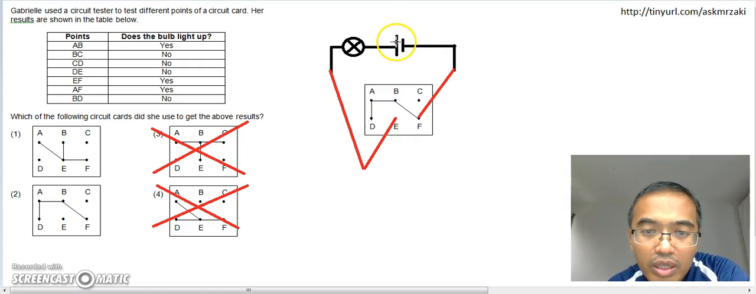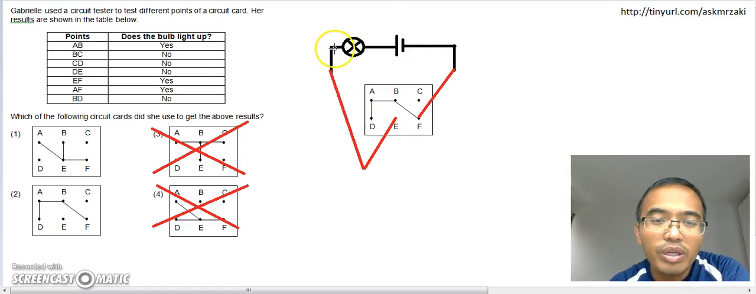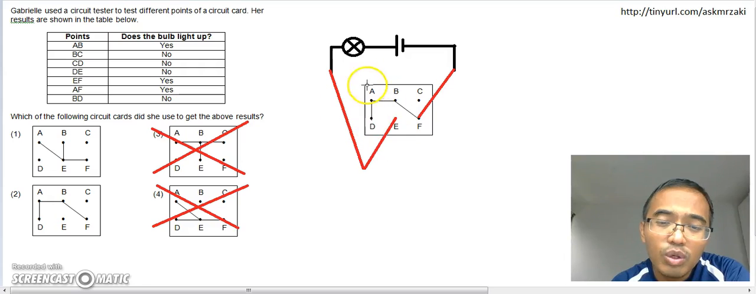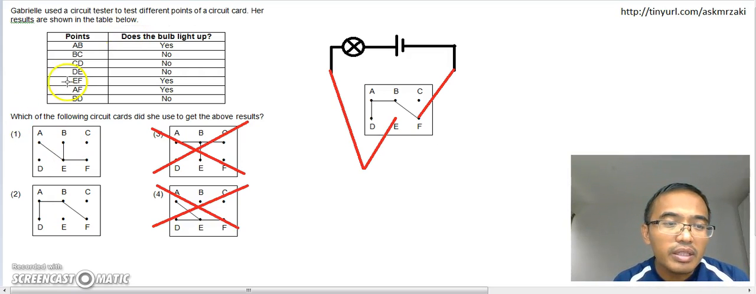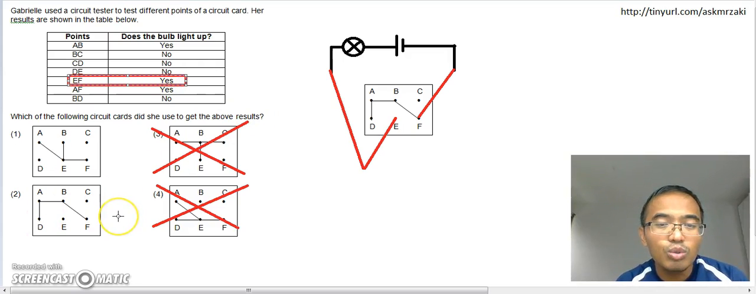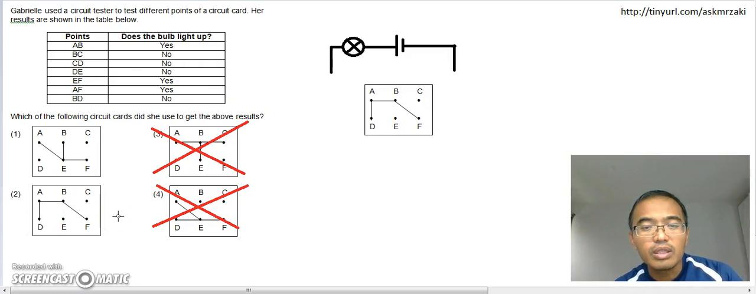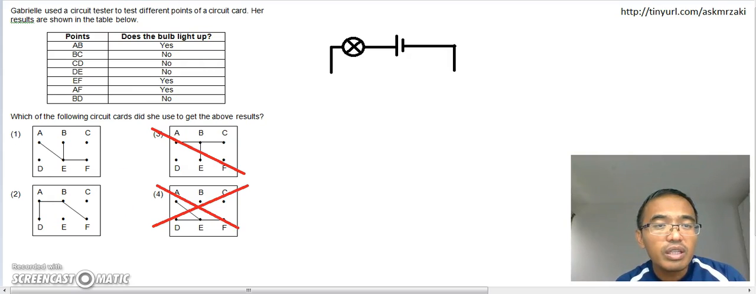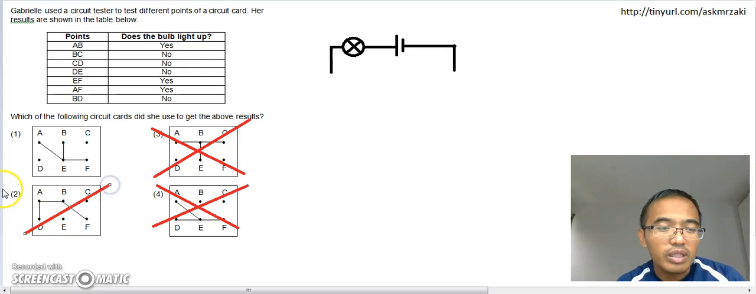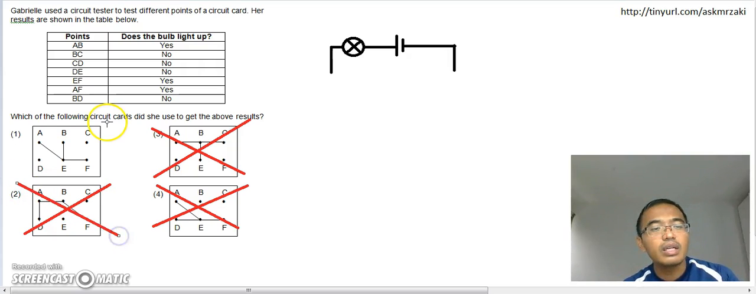Because there is no connection here. Imagine the current is allowed to flow here, it goes down here, and then goes to E, and then there's no way for it to continue to F. Can you see that? If there's no way to continue to F, that means this will not light up. But here you see that E and F will light up. So that means circuit 2 cannot be the answer. Do you see what I'm trying to say? If circuit 2 cannot be the answer, you're left with circuit 1. Okay, circuit 1 is the answer.